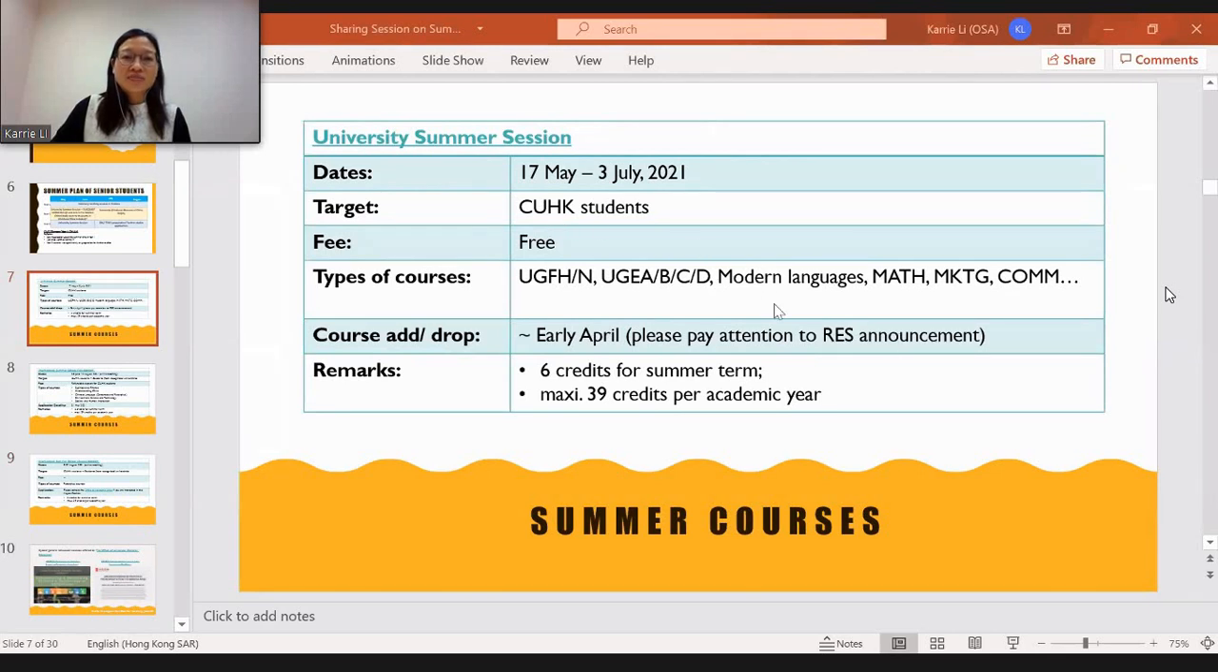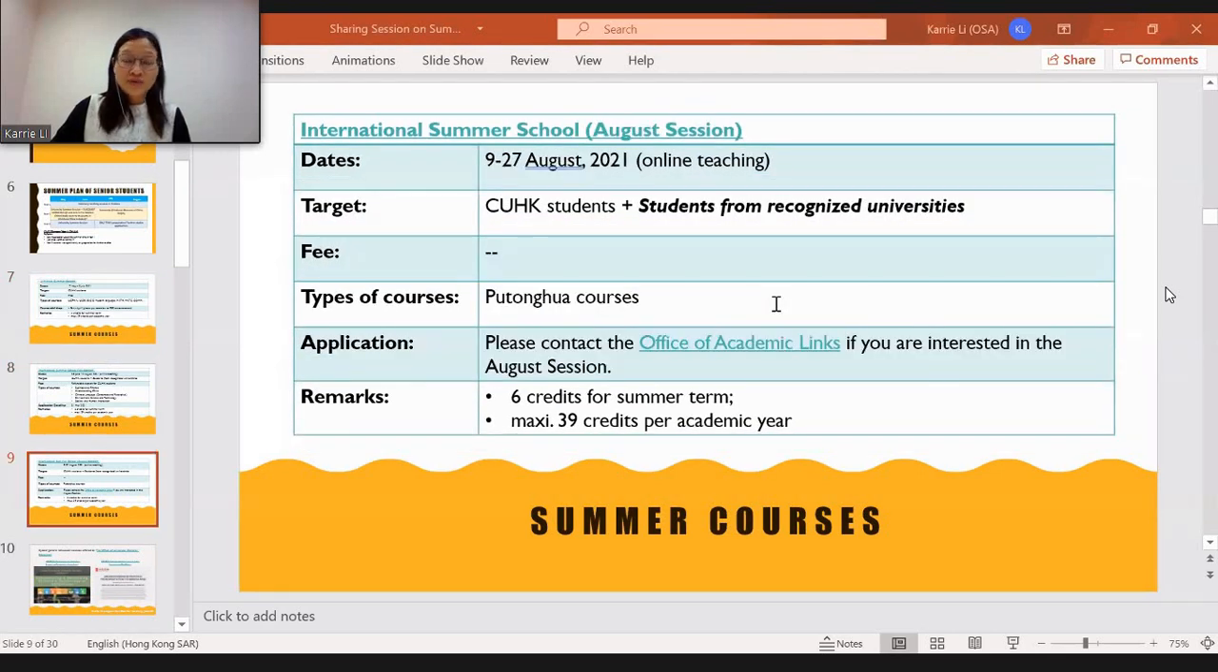These 3 summer sessions are all offered by CUHK. So if you want to enroll in them, you need to pay attention to the credit requirements of CUHK. So that is per year, you can only take 39 units. And for the summer session, including all of these 3 sessions, you can only take 6 credits. Okay, say for example, if you have already taken quite a number of courses in term 1 and term 2, say for example, term 1 you take 18 and term 2 you take 18, that means you only have 3 units left for the summer term.